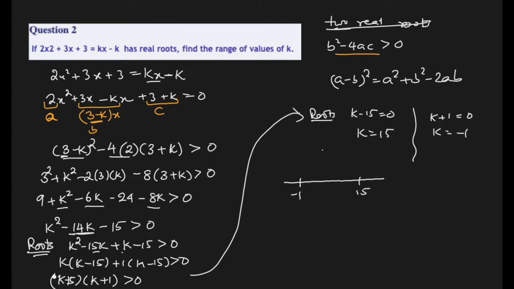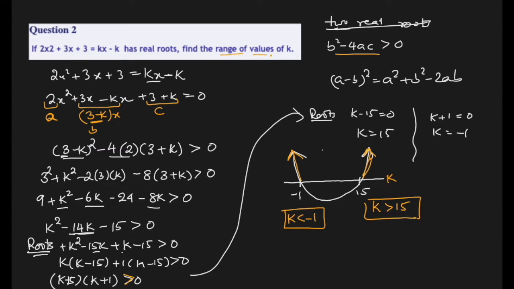And because the leading coefficient k square is positive, if we draw a graph with k, it will be like this, right? And now we can see that we want it to be greater than 0. That means greater than 0 is this part where k is greater than 15, and this part, this axis is not x-axis, it is k-axis, okay, where k is less than -1, and these two become our range of values of k for which this quadratic equation has two real roots.